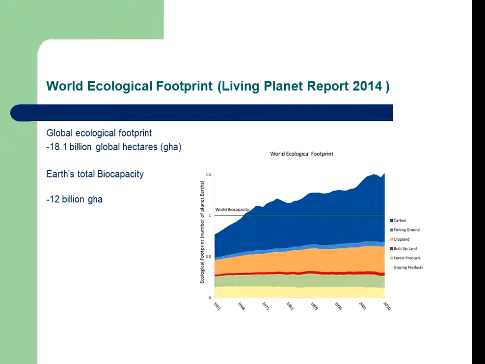World Ecological Footprint, Living Planet Report 2014 shows that 1.5 Earths would be required to meet the demands humanity makes on nature each year. Between 1970 and 2010, the population sizes of vertebrate species have dropped by half.